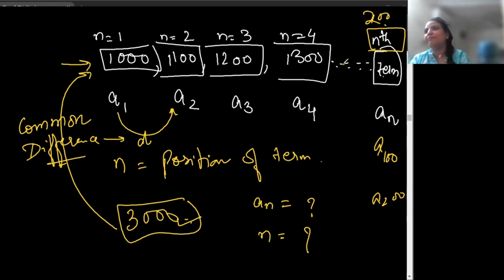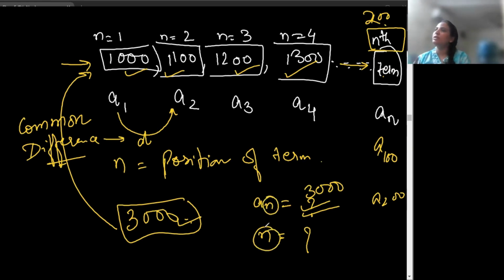So the term, I have written it in this line. These are all the an terms. So that is an actually given to you, 3000. That is the term. The position of the term is n. That I have not told you here.